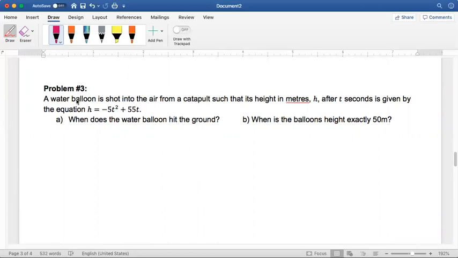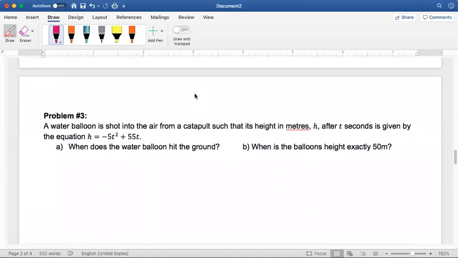solve these quadratics. So a water balloon is shot in the air from a catapult such that its height in meters is given by this equation. So first thing we should recognize, and you should visualize this in your mind, is that this is a quadratic opening downwards. I'm not quite sure what the starting height is, but well, I know what it is, but it's going to look something like this.